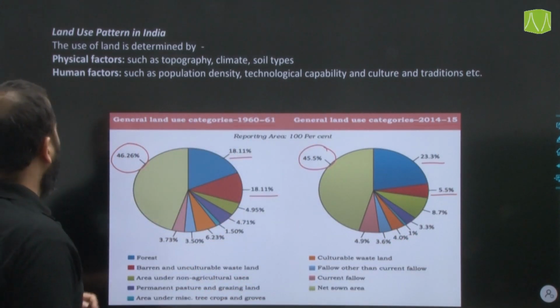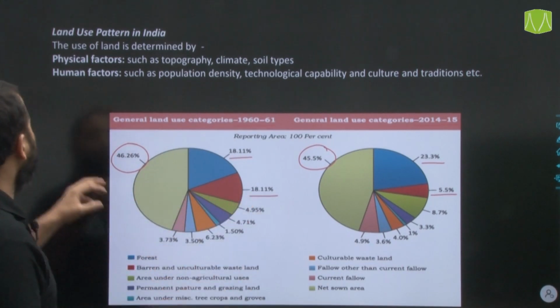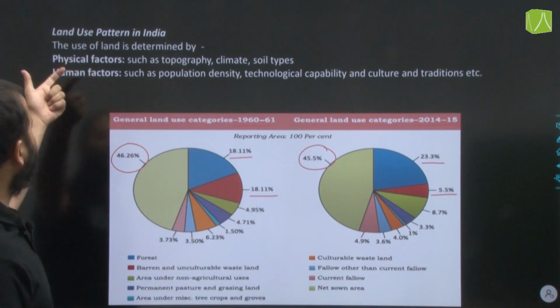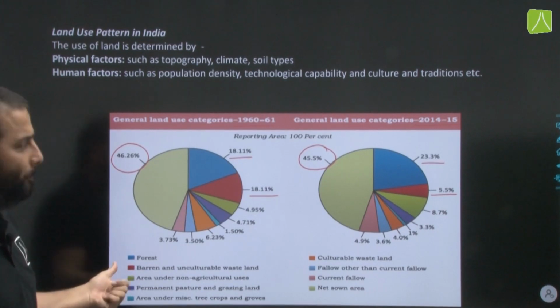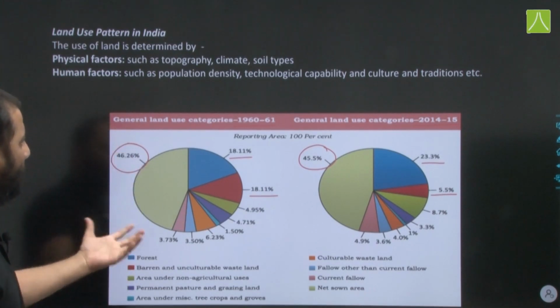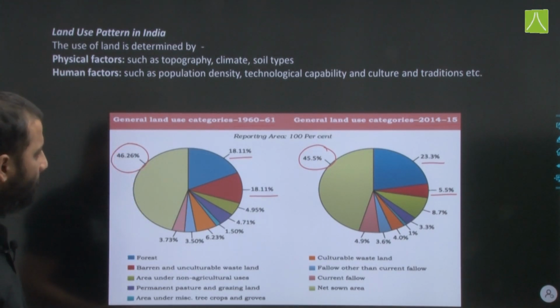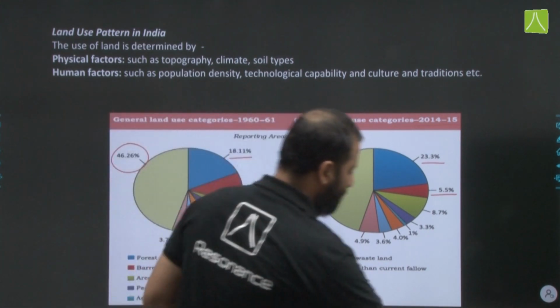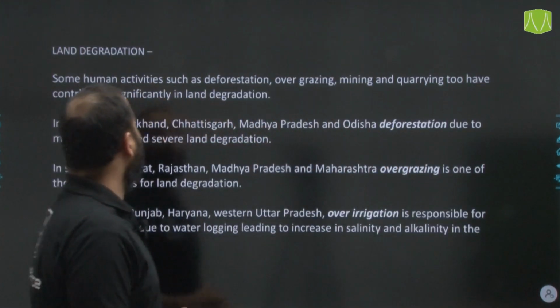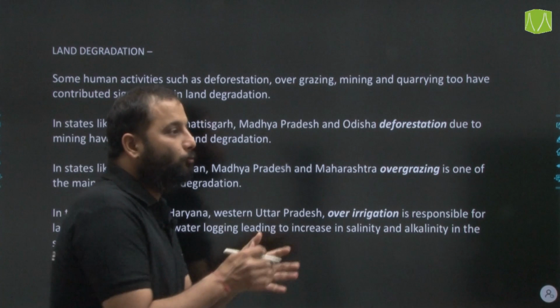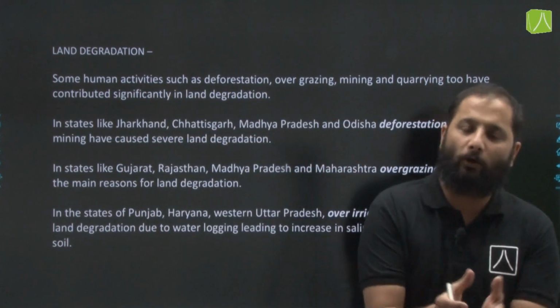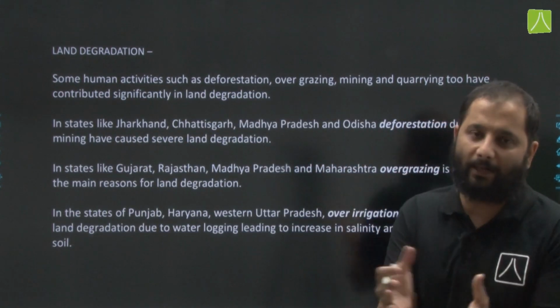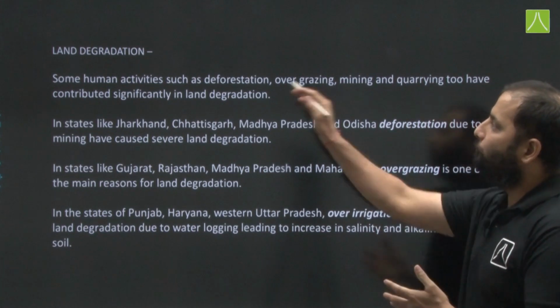So, the use of land is determined by physical factors as well as human factors. As you can see here, again this is from your NCERT, the data which has been provided. Alright. Now, what leads to land degradation? Land being an important resource, again there are major concerns for its degradation.